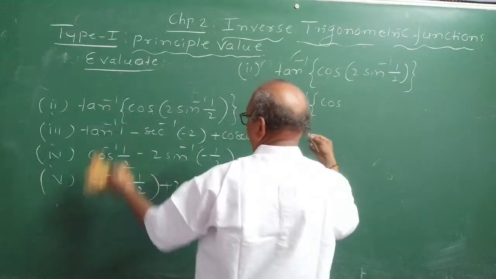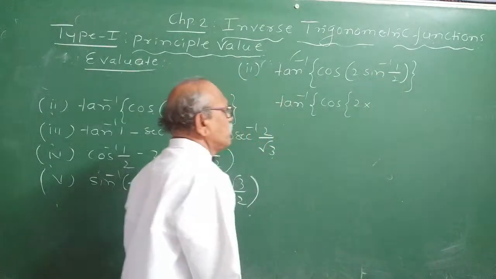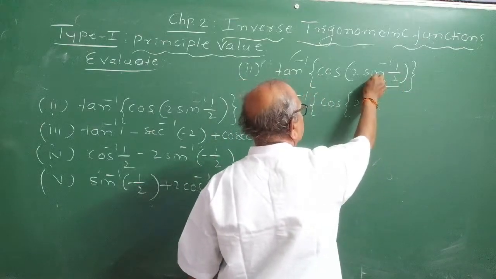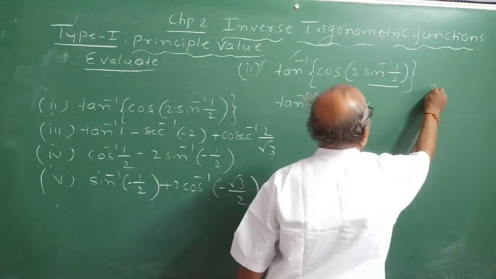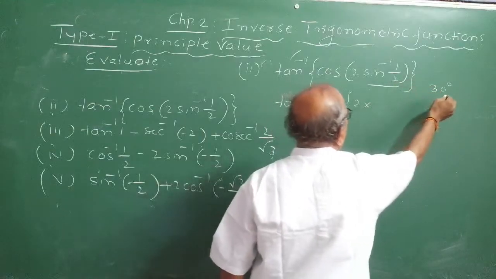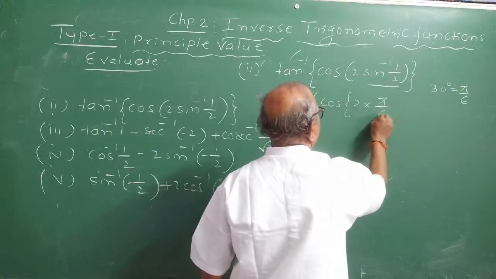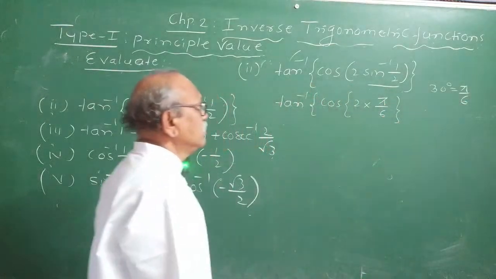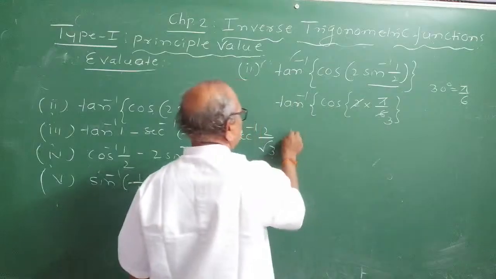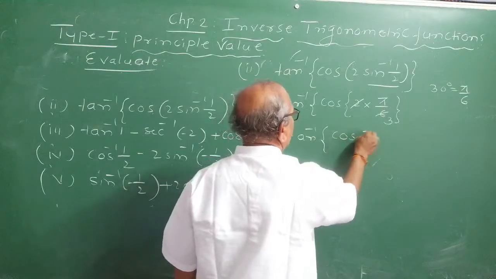These may appear for 1 or 2 marks. Cos of 2 sin inverse 1 by 2. What is the value of sin inverse 1 by 2? For what angle of the sine you get 1 by 2? It is 30 degree. 30 degree can be written as pi by 6. Make the radian measure perfect. And 2 ones are 2, 2 threes are 6. Now it becomes what? Cos pi by 3. You are left with cos pi by 3.